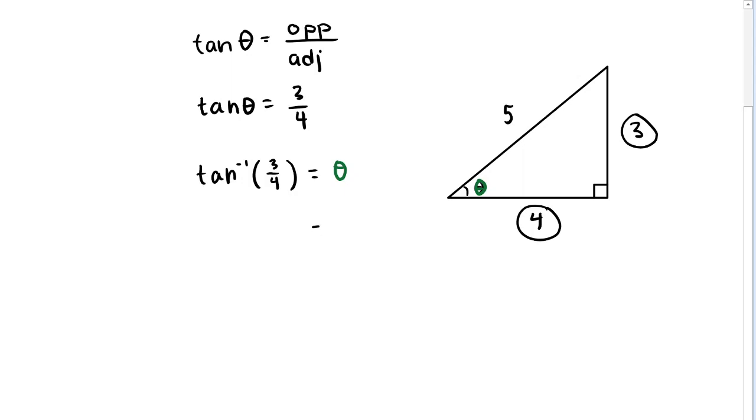And I keep writing equals, but here if we run this into a calculator, we actually are getting an approximation of 0.6435.